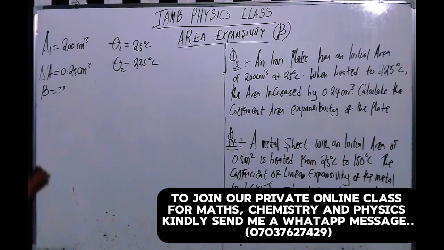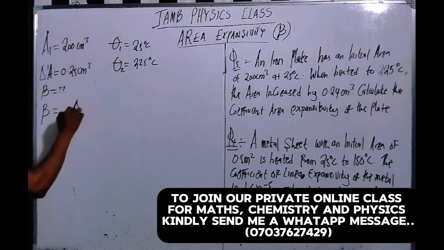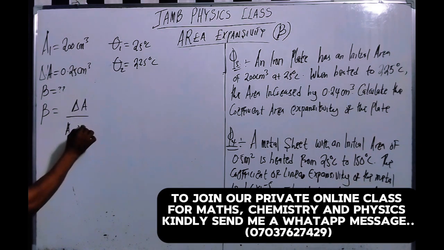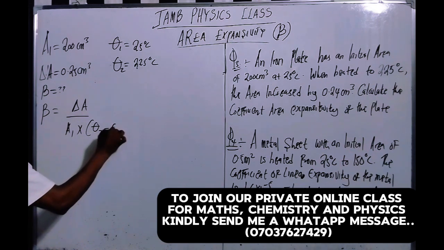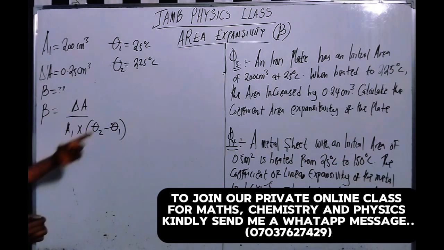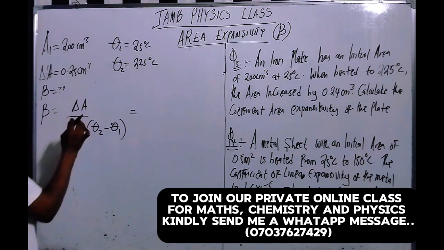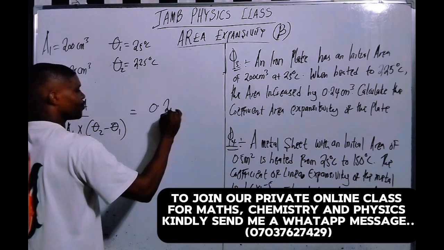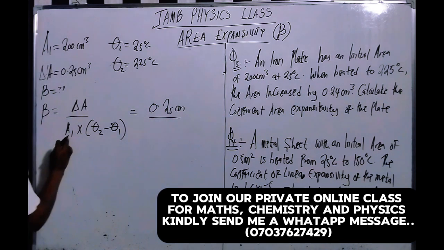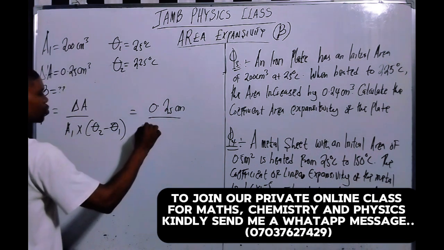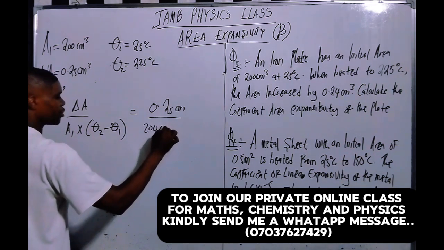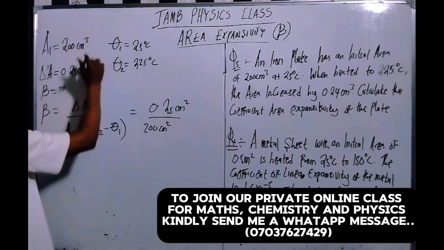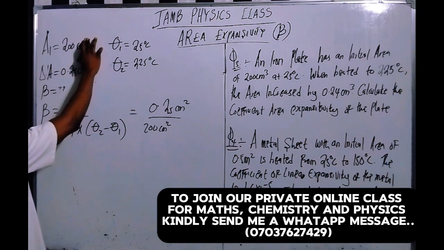Remember, area expansivity equals change in area over original area times change in temperature. And that change in temperature is theta 2 minus theta 1. So what I want to do here is substitute your values. My change in area is 0.25 centimeter over my initial area, the original area, which is 200 cm cube. Square, right? It's not cube, it's square.